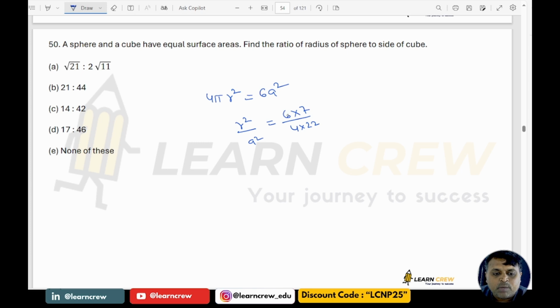It is nothing but r square by a square equal to 6 into 7 by 4 into 22, which is 42 by 88, so it is 21 by 44. So r by a is equal to root 21 by root 44. Root 44 is root of 4 into 11, which is 2 root 11. So the answer is option A.